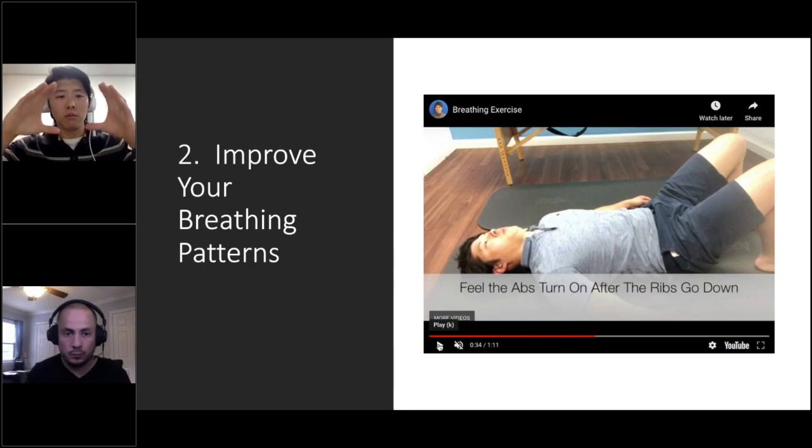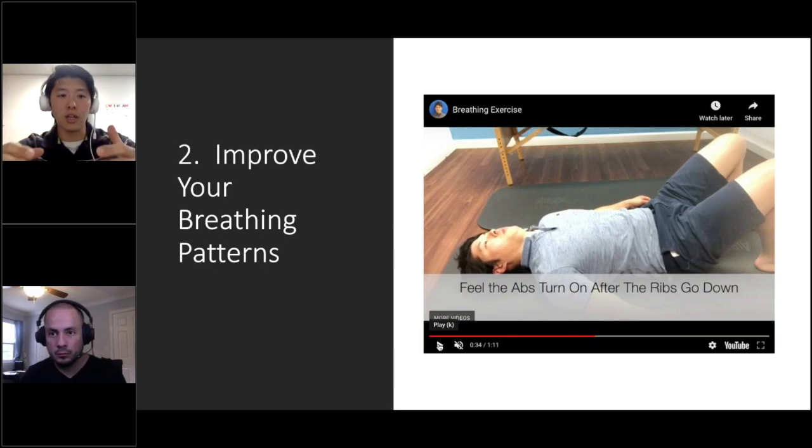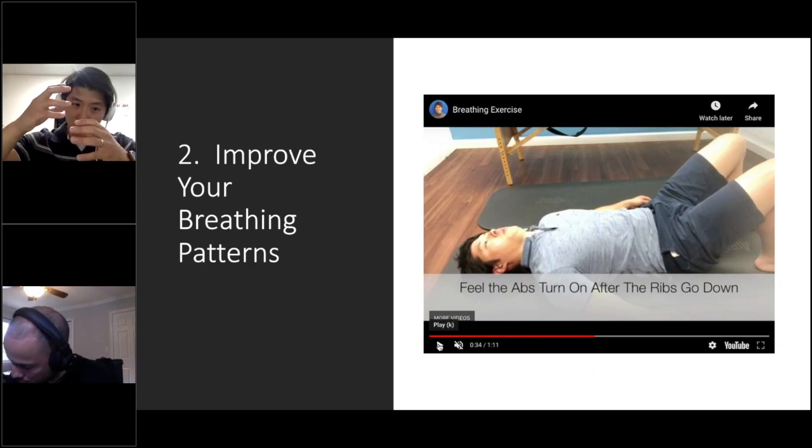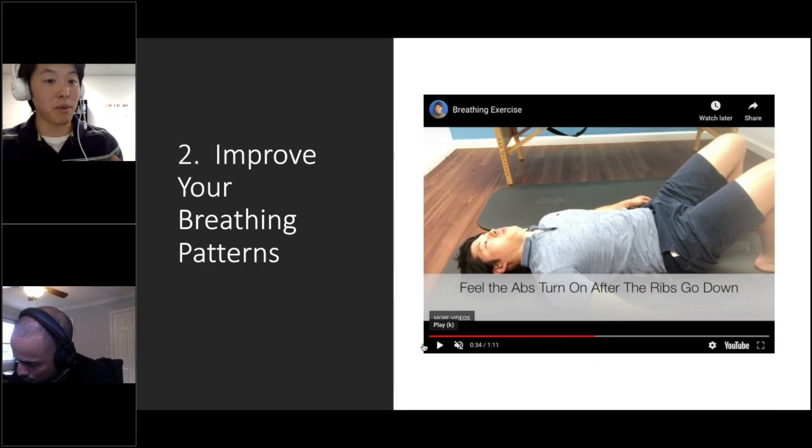Did I say that right? Breathe out, ribs go down, and then the ab turns on. Not the ab turns on first, the ribs go down first. You want the ribs to go down, then the ab can turn on. I hope that makes sense.